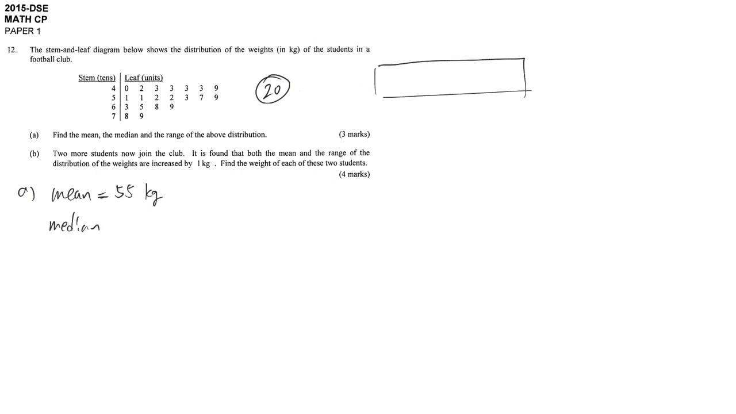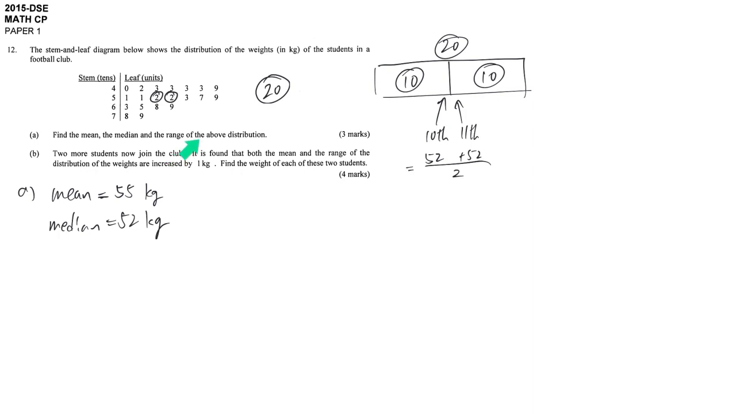we better draw a bar. We are talking about 20 different values. So if we separate into halves, every half has 10 of the data. So the middle ones are the 10th data and also the 11th data. We are just going to find the position of those data. The 10th data is this one, and the 11th data is this one. So 52 plus 52 divided by 2 means 52. That's the median.